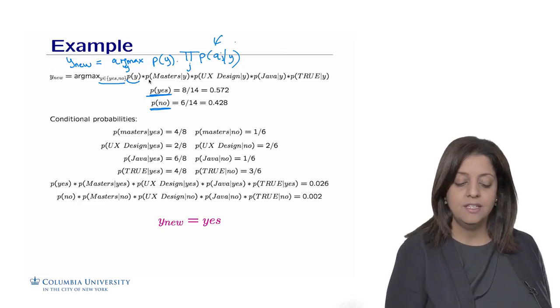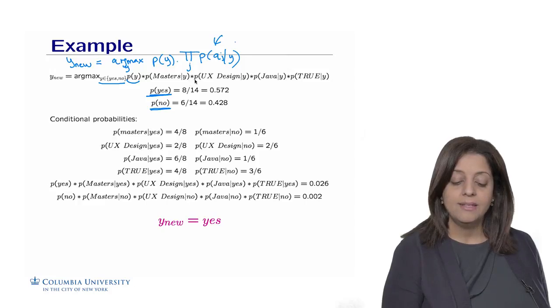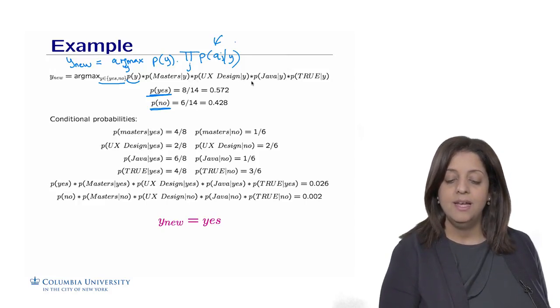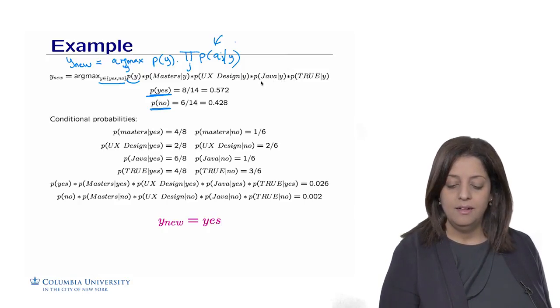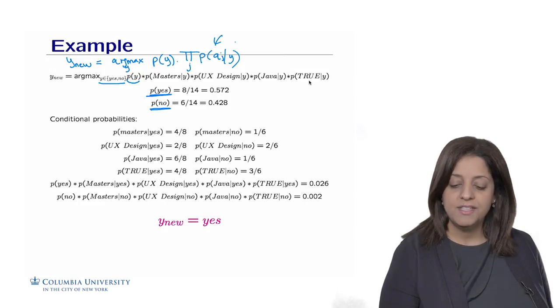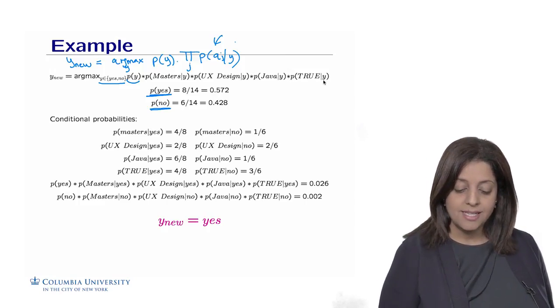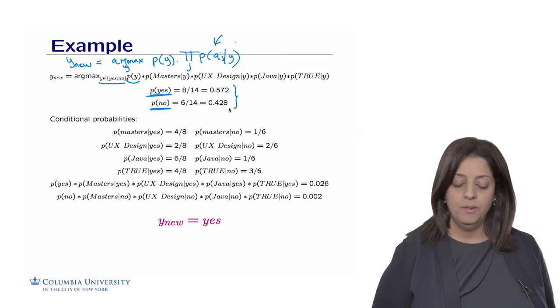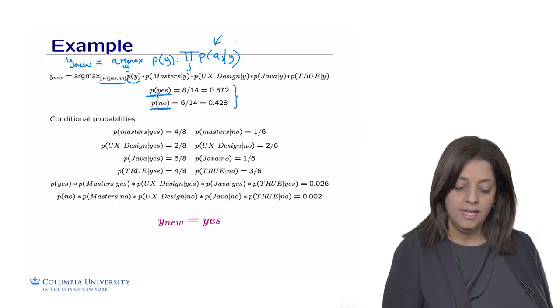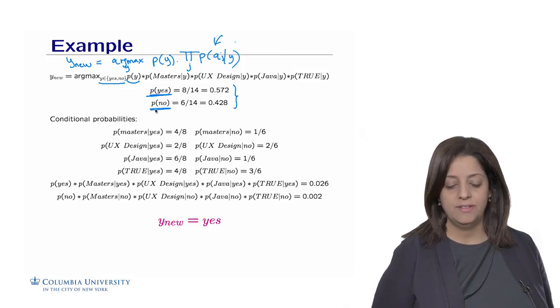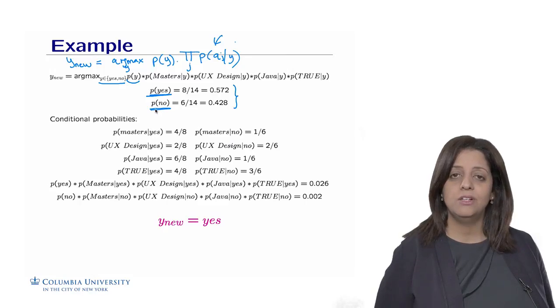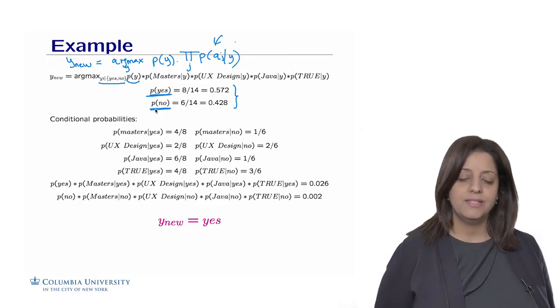In this case, the different values would be: highest degree is masters given y, times the probability of UX design given y, times the probability of favorite language is Java given y. I didn't write the whole feature equals value. Times the probability of needing a visa is true given y. These two values can be estimated from the table. We have 8 cases over 14 that were applicants that were hired, and 6 applicants over 14 that were not hired. So we need to calculate conditional probabilities for each possible value.